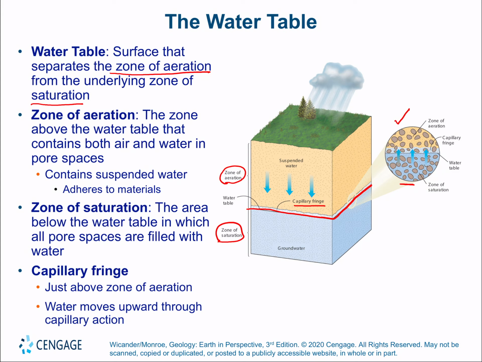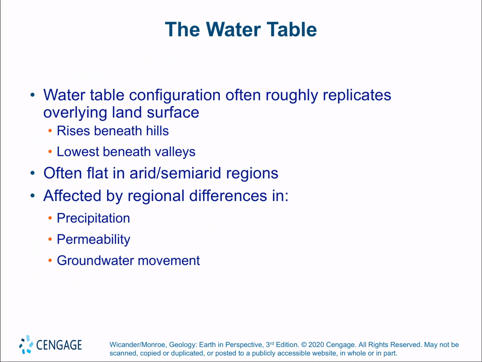Okay, now notice in this picture your water table is a straight line. The water table is not a straight line. Okay, the water table configuration is going to replicate the overlying land surface. So it's going to be higher on hills, lowest beneath the valleys. So I can't just take a straight line and draw where the water table is. The water table is often flat in arid or semi-arid regions. And now keep in mind, the water table is going to fluctuate. And that fluctuation is going to depend upon the precipitation, the permeability, as well as the groundwater movement.